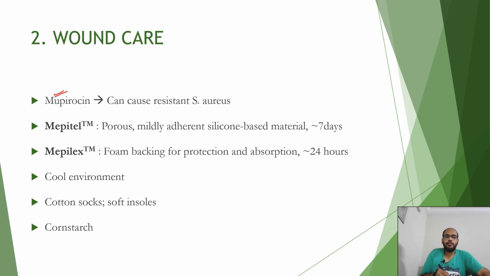Mupirocin can be used for a shorter duration because if you use it for a longer duration, it can cause the rise of resistant Staph aureus. Okay. There are two trademarks that usually people use, Mepitel and Mepilex. These two are mentioned in books also. Mepitel is porous, that means it has holes in between, and is a mildly adherent silicone-based material.